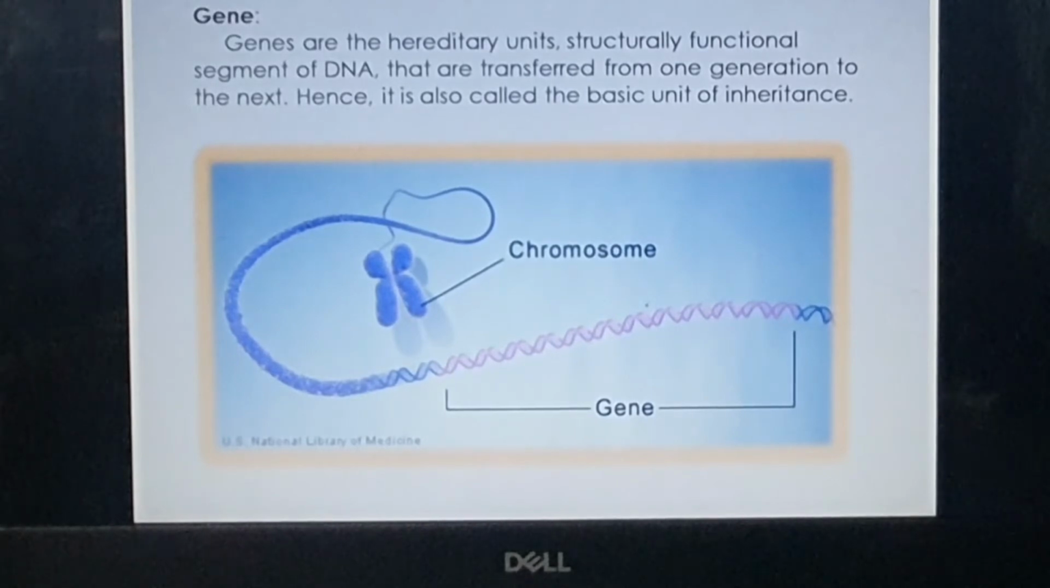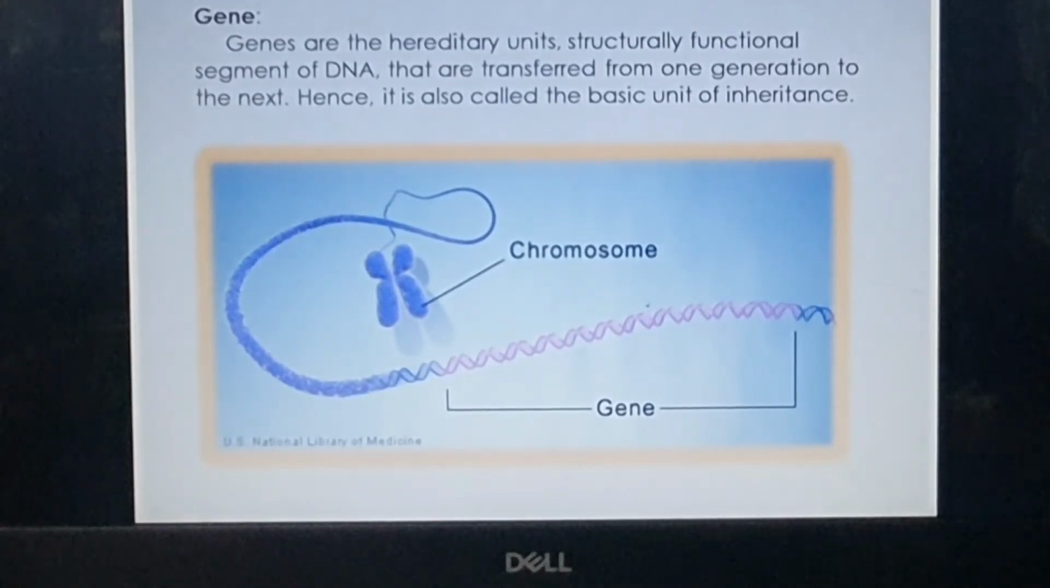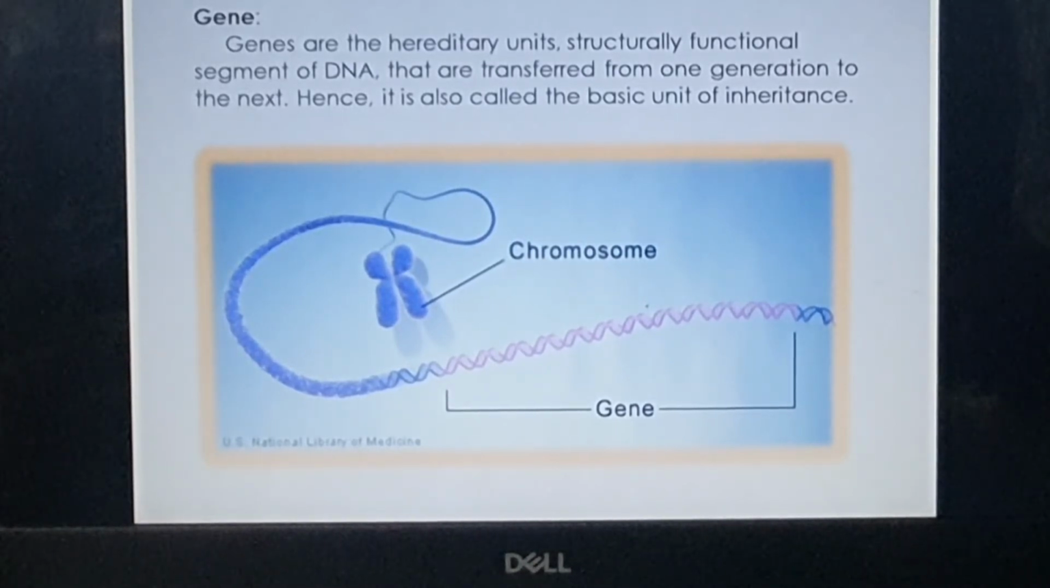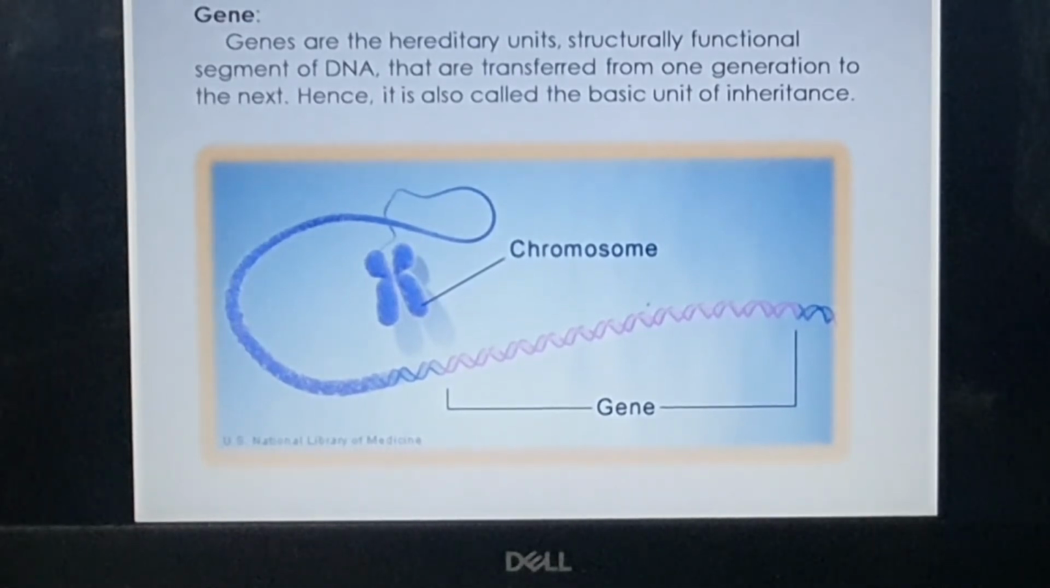If we think about its location, we can say it is present in chromosomes. What are chromosomes? These are structures present inside the nucleus of the cell. In the cell there is a nucleus. In the nucleus we have chromosomes. Chromosomes have DNA sequences, on which a functional segment is called a gene. So this is all about the gene.